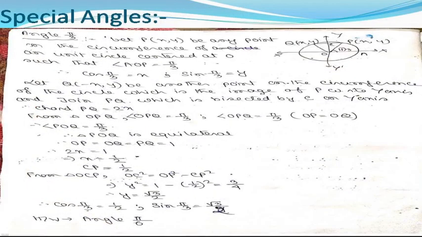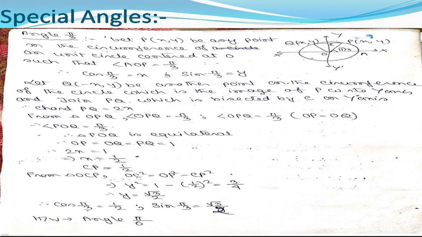Let us consider another example of some special angle. Now I am considering the second example, pi by 3. In the similar way, if we consider any point P(x, y) on the circumference of the unit circle such that angle AOP is pi by 3, so we can write cos of pi by 3 is x and sin of pi by 3 is y.